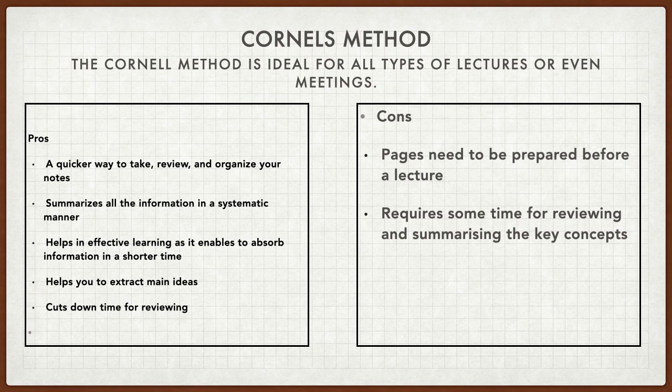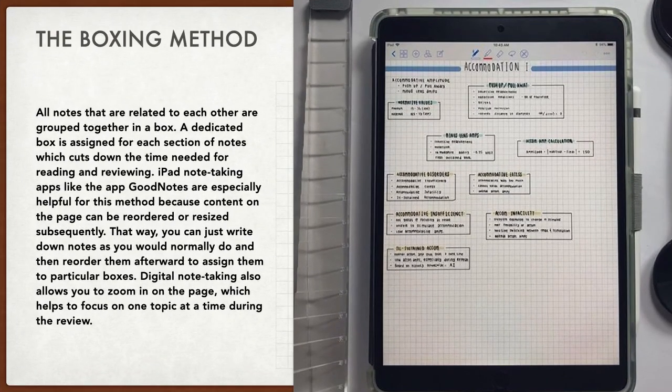Okay, and what are the cons? Before the lecture, you'll have to prepare your page layout so that you have a Q column, a column for your main ideas, and then the summary. It requires some time and practice so that you can start taking notes in this manner, given that the education system that we are subjected to, we are not capable of taking notes while we are attending the lecture. So this requires a little practice. Moving on to the next method, the boxing method.